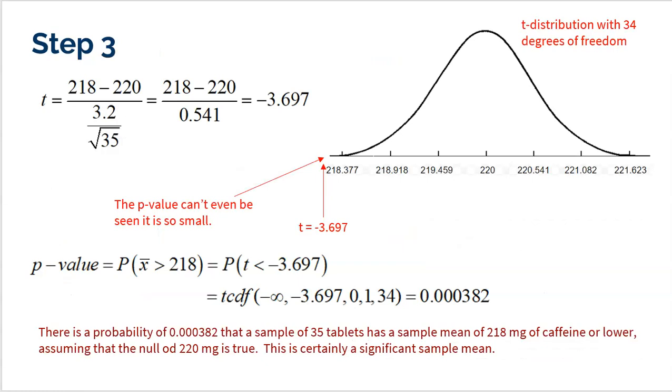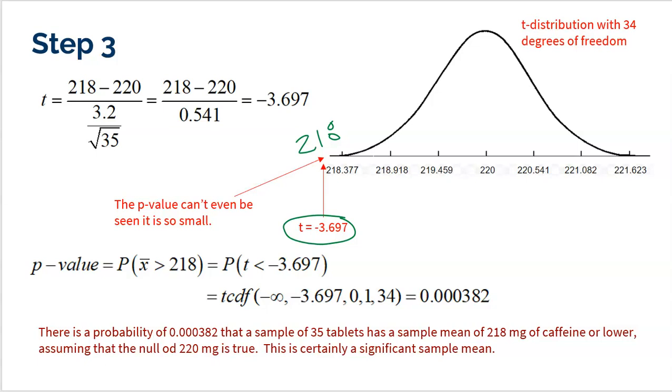All right, the t-score is taking our sample mean, 218, minus the mean from the null, 220, divided by that standard error of 0.541. That gives me a t-score of negative 3.697. Now if I have my picture drawn, which is not a requirement, you could literally see how unbelievably low this is. A t-score of negative 3.697 is literally off the chart, and you could see that a sample mean of 218 would be really, really low. I mean, it's literally off the chart. 218 is below that 218.377 mark.